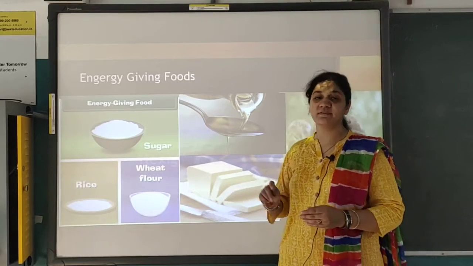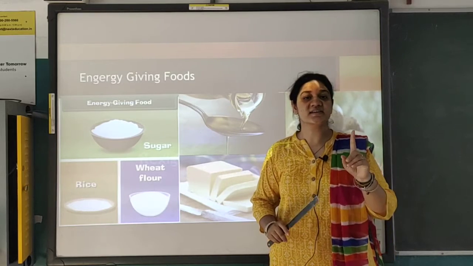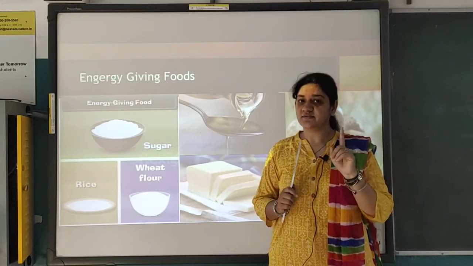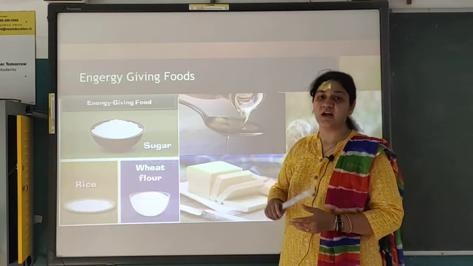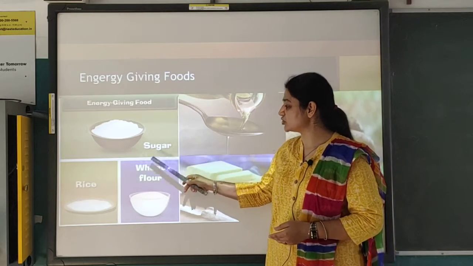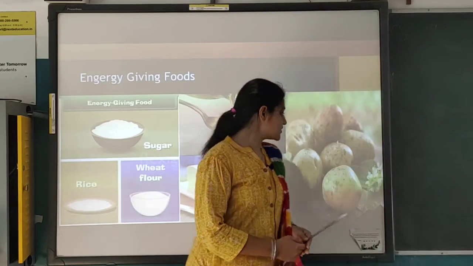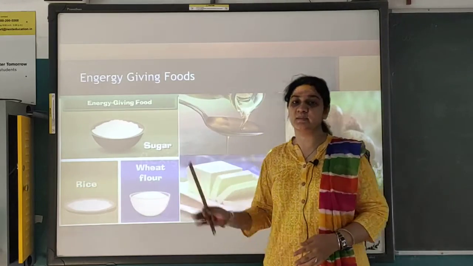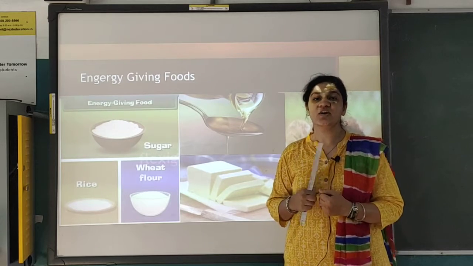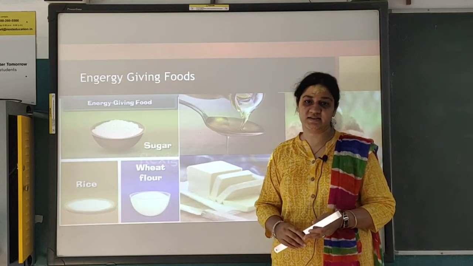Now we understand the first group, which is energy giving food. This is the first of the groups into which food is divided. By eating which food do we get energy? Those are sugar, rice, wheat flour, oil and butter, and also potatoes. You can see the images of these food items which give us energy. Whenever you are feeling low, you can have a little bit of sugar and that will give you energy.